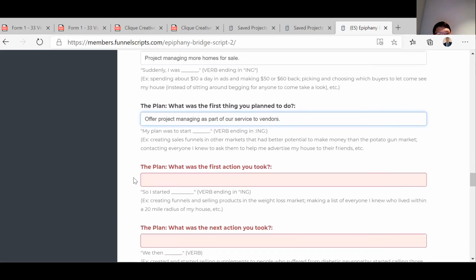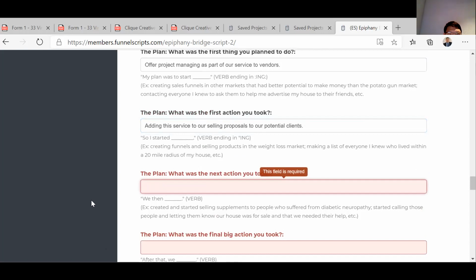So what was the first action you took? So when you offer project management as part of your service to vendors, I'm sure you must be doing something different. Okay, so what was the next action you took?